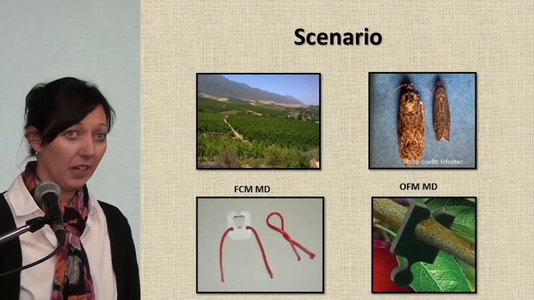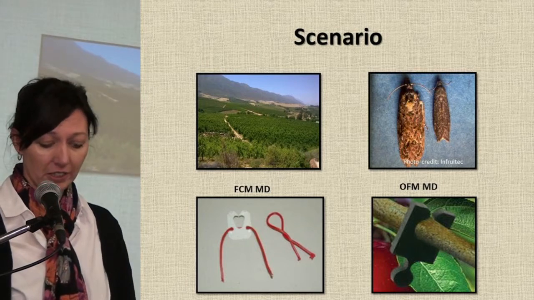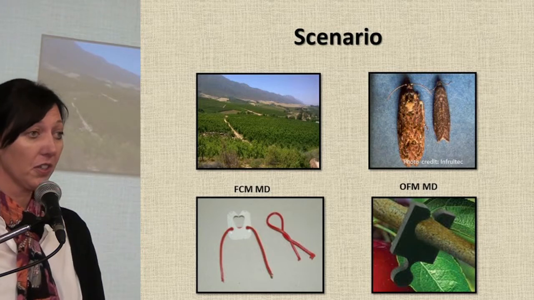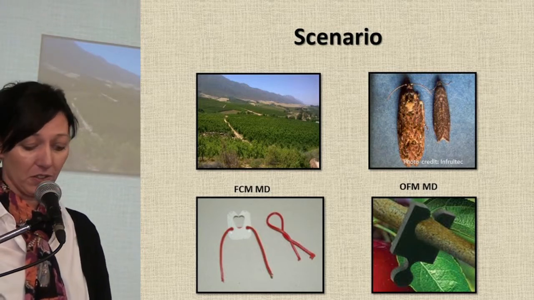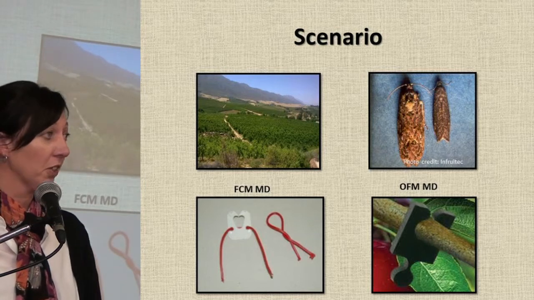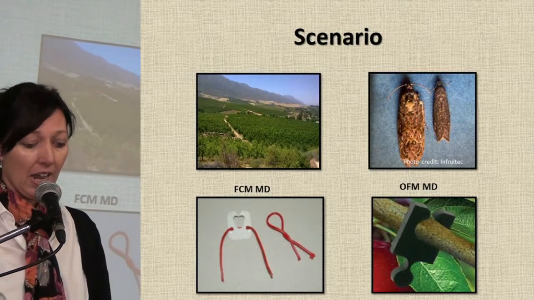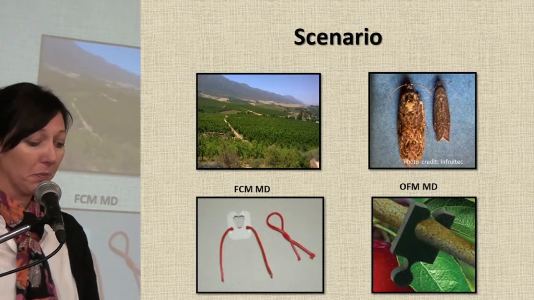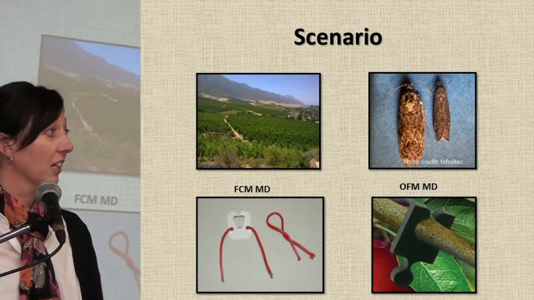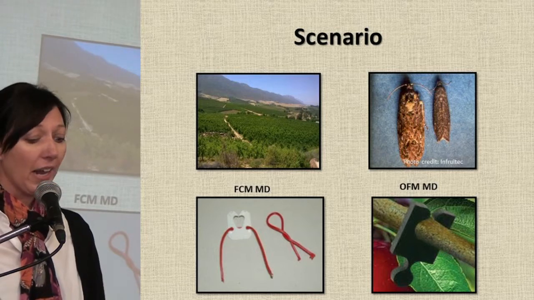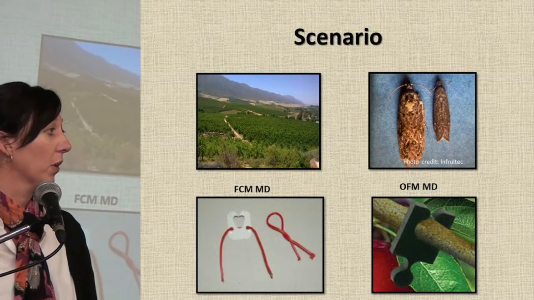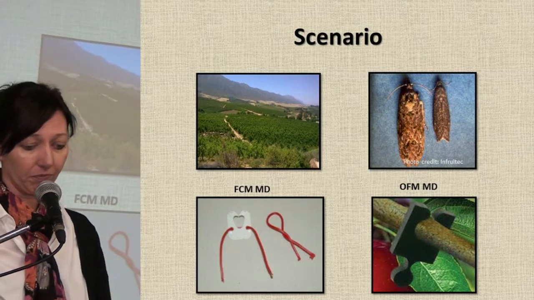This is the scenario. We have stone fruit orchards. We have two major moth species on stone fruit, the false codling moth and the oriental fruit moth. We have FCM mating disruption to control FCM, and we have OFM mating disruption to control OFM. So are we going to use both products in one orchard? Or can we maybe use OFM mating disruption to control FCM as well?